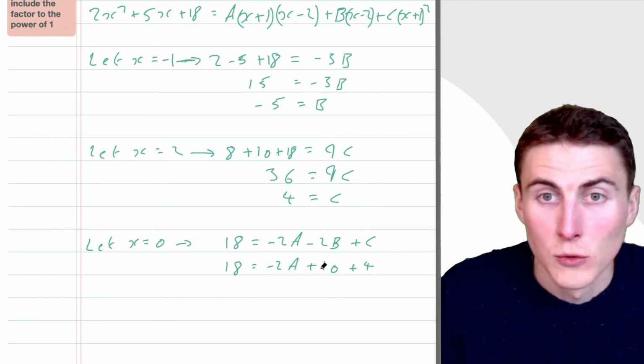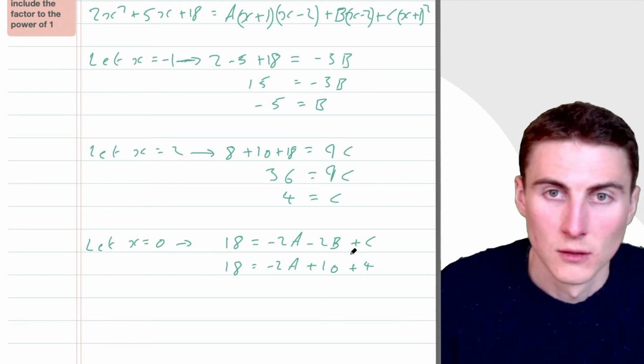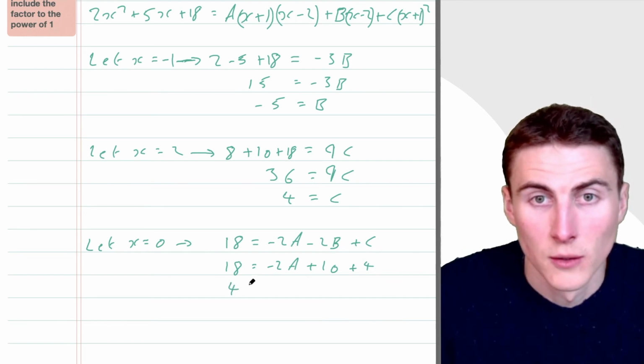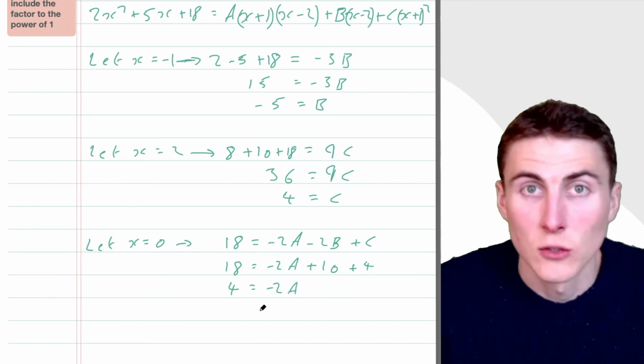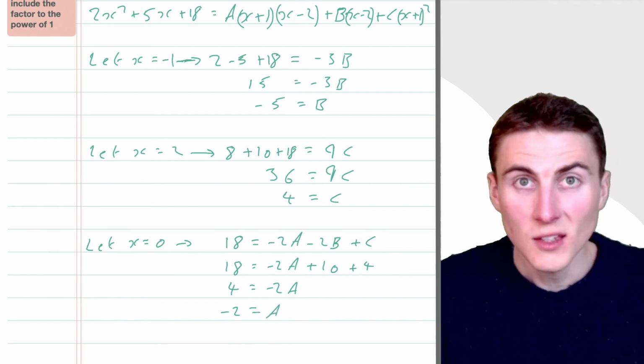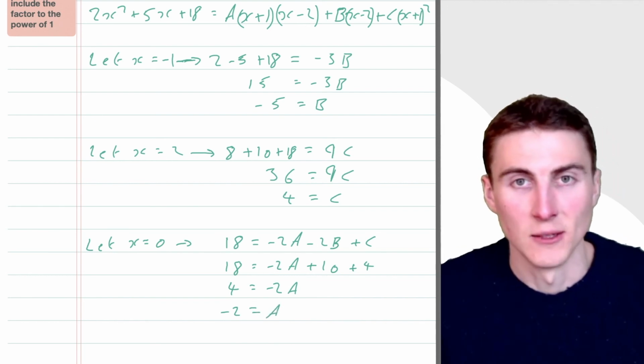So then we can move the 10 and the 4 over to the left. Basically, we're moving 14 over. So we get 4 over here. So 4 equals minus 2A. Divide both sides by minus 2. And that tells us that minus 2 equals A. So we've now found A, B, and C.